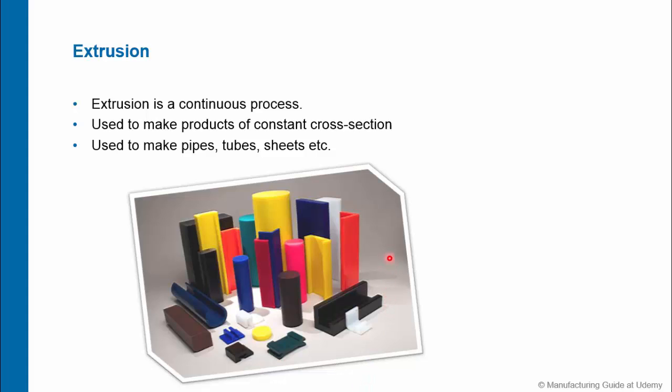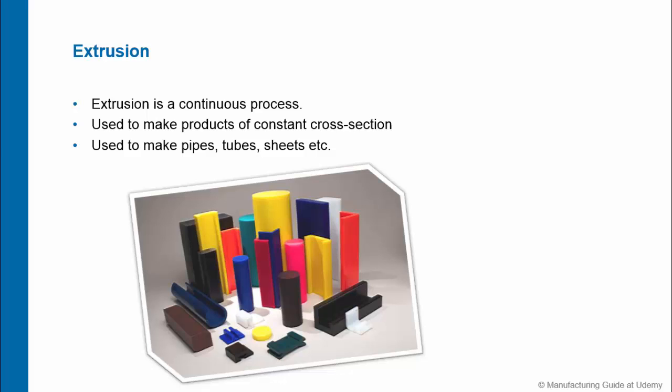So here you can see in the picture that all the products have a constant cross-section. For example, the yellow cylinder has a circular cross-section throughout. This black part has an L-shaped cross-section profile throughout. Extrusion is considered a continuous process because it allows you to make anything of unlimited length.